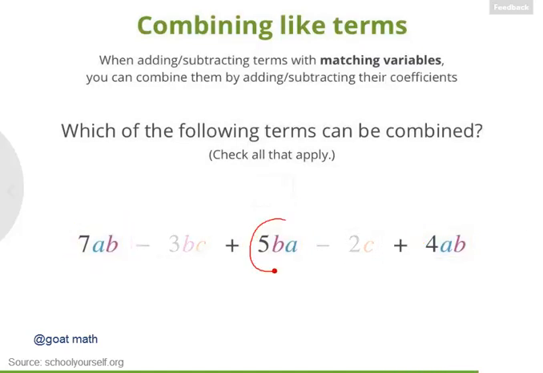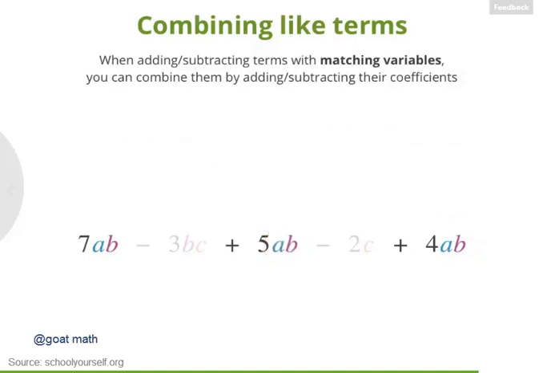Right, these three terms can be combined. The order of the a and the b in this middle term can be switched, since you can multiply them together in any order. So to simplify, we can combine 7ab plus 5ab plus 4ab to get 16ab, because 7 plus 5 plus 4 equals 16. So this expression equals 16ab minus 3bc minus 2c.